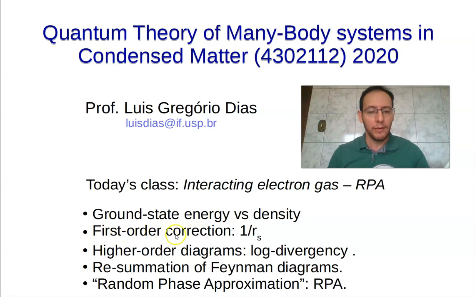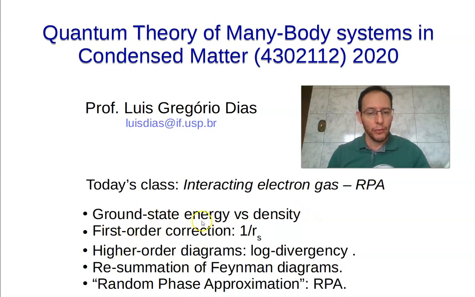We're going to calculate the first order correction in the interaction for the ground state energy and see that it behaves as 1 over Rs, and see also why, when you talk about density, like the low density and the high density limits for the electron gas, that means more interacting or less interacting. We're going to see why that is.